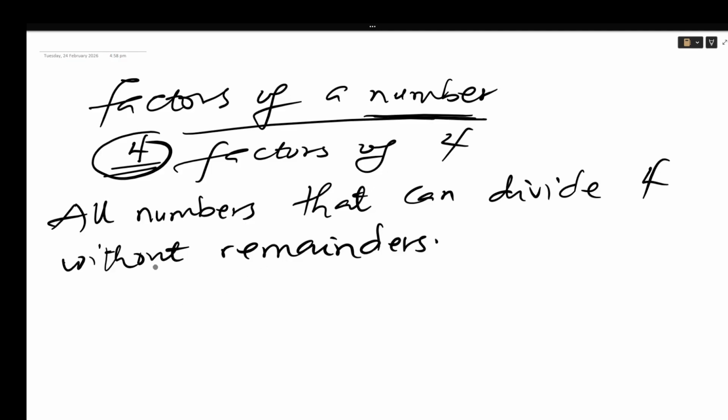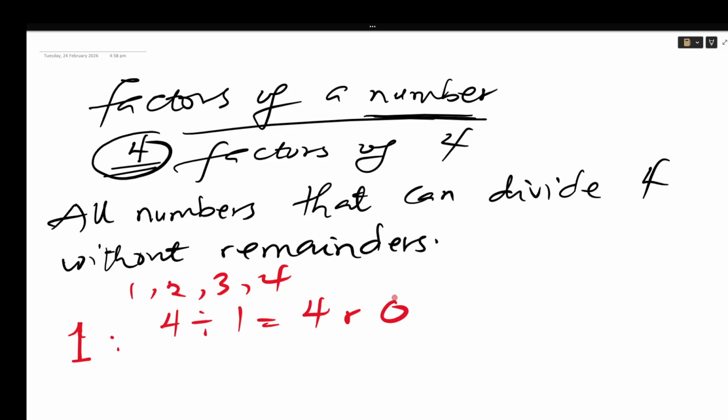So for example, let me list some numbers: 1, 2, 3, 4, and let's see which of them can divide 4 without leaving any remainder. Let's begin with 1. We are testing if 1 is a factor of 4. So let's go. 4 divided by 1 is 4, remainder 0. So we can safely say yes, 1 is a factor.